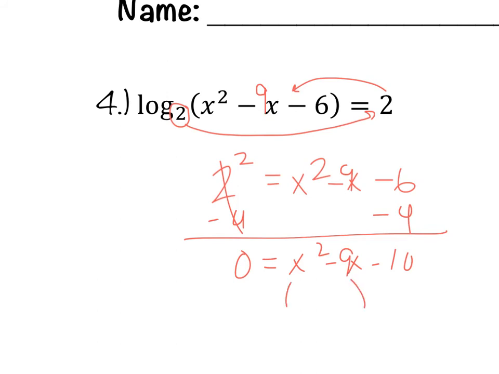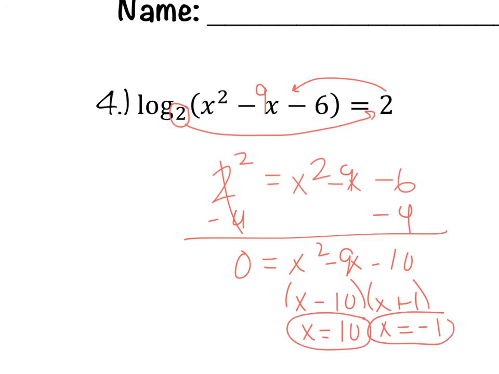And now it's factorable. What multiplies to be negative 10 and adds to be negative 9 is negative 10 and positive 1, which means that you get x equals 10 and x equals negative 1. Plug those in, make sure that they both do work, and it turns out that both of them do work.